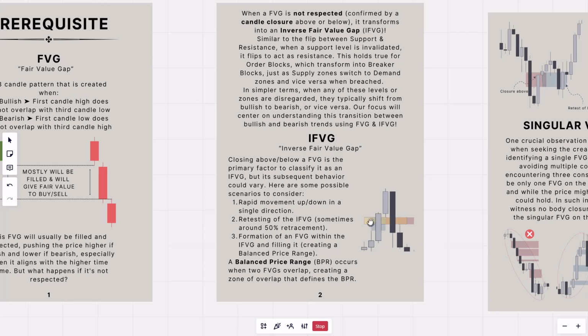And we can actually have two fair value gaps aligning with each other. In ICT concepts, this is called balanced price range. So a fair value gap, a bullish one, then we have another bearish fair value gap, and there is an overlap between them. So two fair value gaps overlapping with each other or aligning with each other.